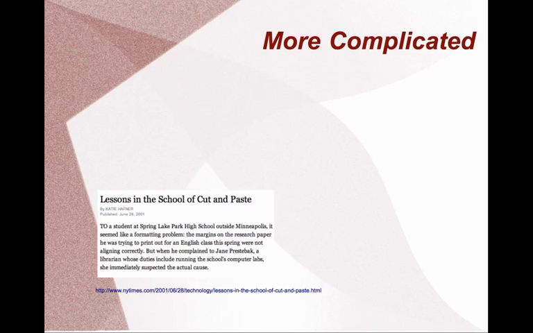A little bit more complicated example here. Here is an article from the New York Times website. So we have to worry about sort of regular article citation as well as a website. So the first thing that we start with is the name of the author, always. The next is the name of the article, and notice here that it is in quotation marks. Lessons in the School of Cut and Paste shows up in quotes.